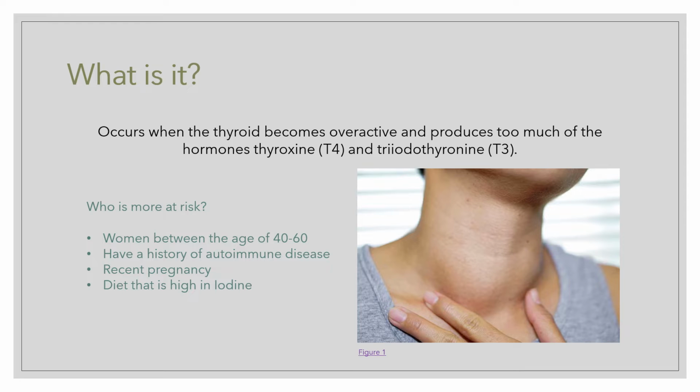You can develop hyperthyroidism at any age, but women between the ages of 40 through 60 are more at risk. Also, the chances of developing it increase if you have had a previous autoimmune disease or have had a recent pregnancy or have a high iodine diet.